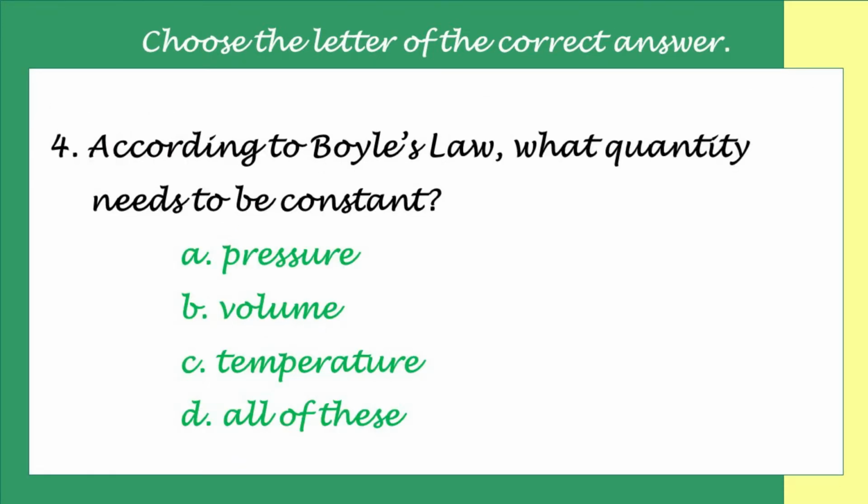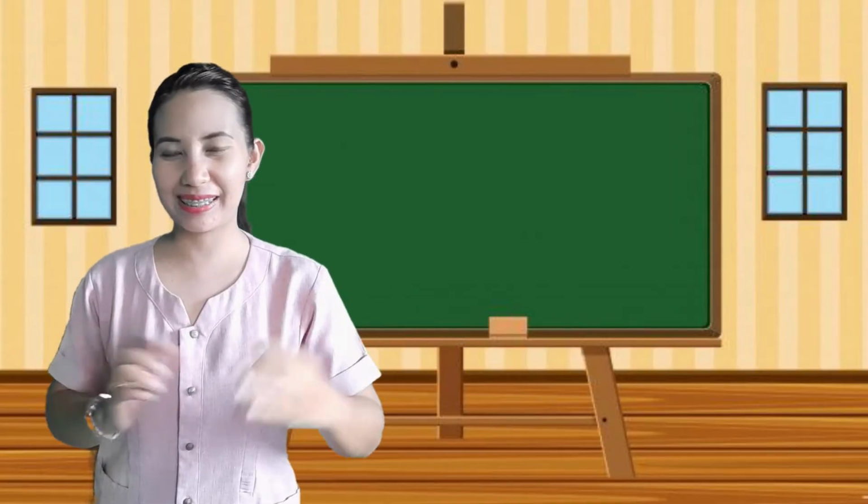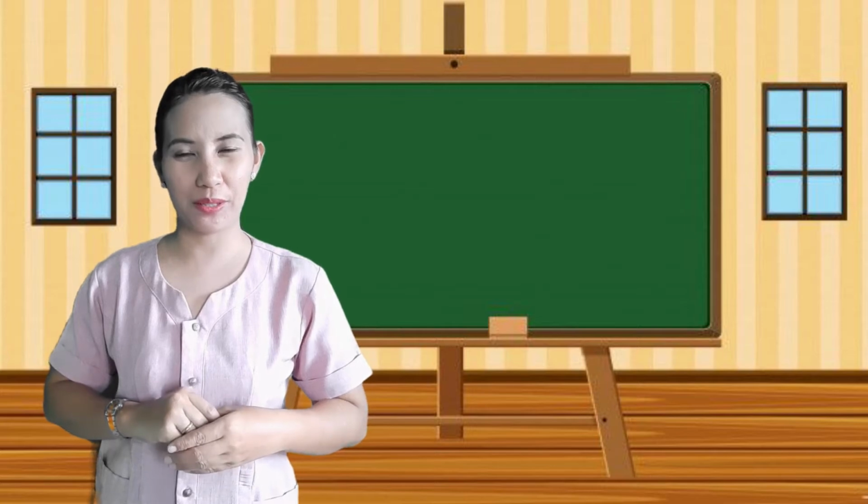Fourth question, according to Boyle's law, what quantity needs to be constant? A. Pressure, B. Volume, C. Temperature, D. All of these. Letter C, temperature. That's the correct answer. Fifth and last question. Which of the following graphs represents Boyle's law? Letter B, the graph which is downward. Great! You have now mastered the concept of Boyle's law.